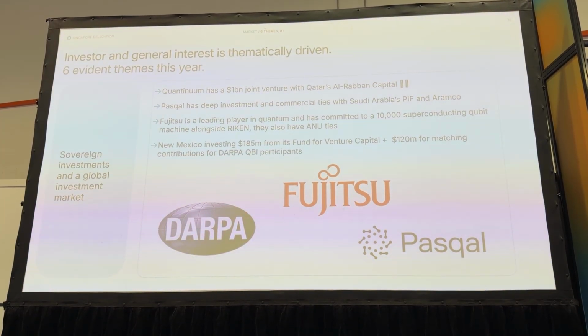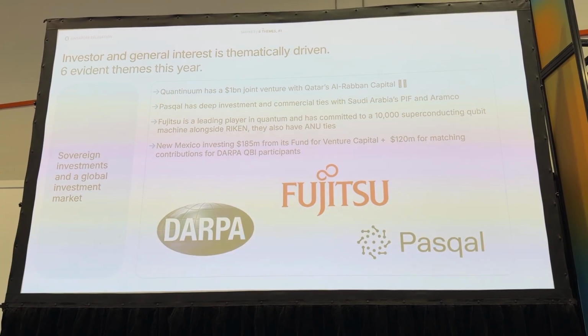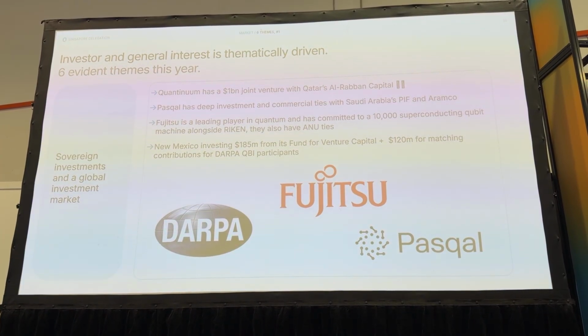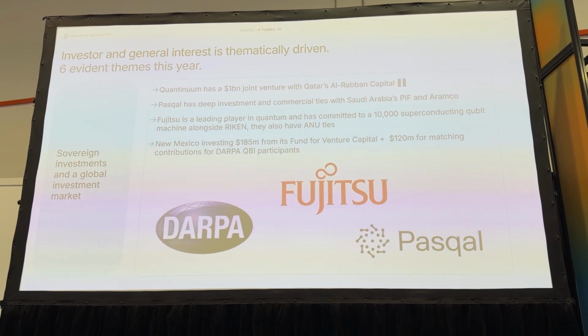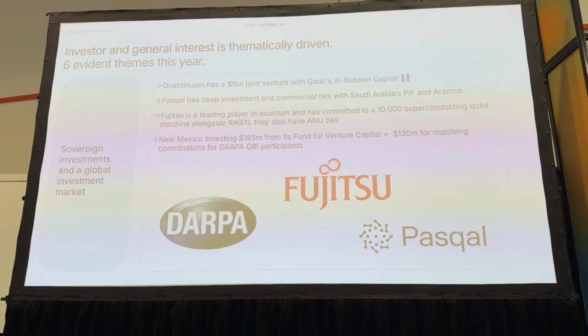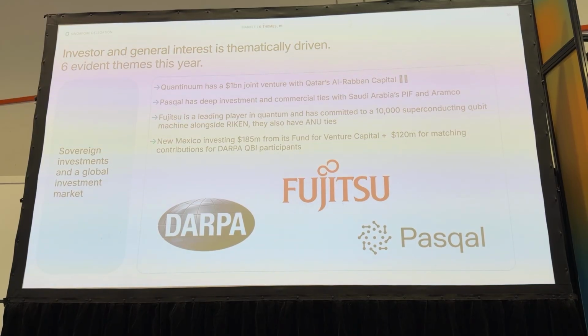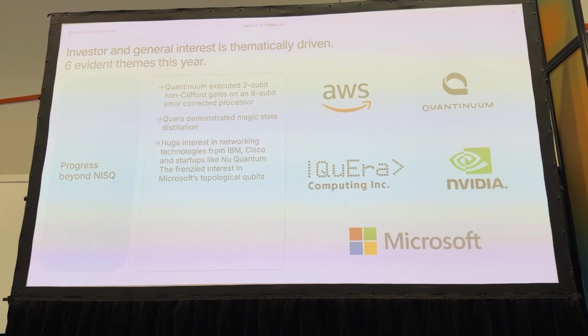There are 6 themes that we see in the quantum computing world at the moment. One of them is sovereign investments. Every country wants to have its own play. So here you can see Pascal from France, Fujitsu from Japan, and obviously DARPA from the US. So there's big venture coming into those national programs.